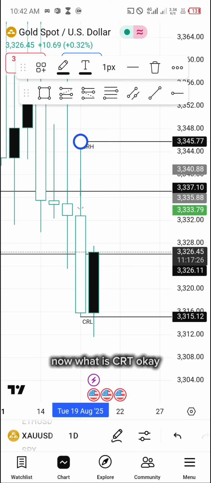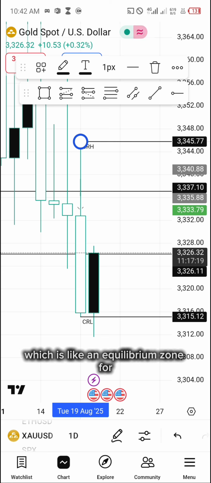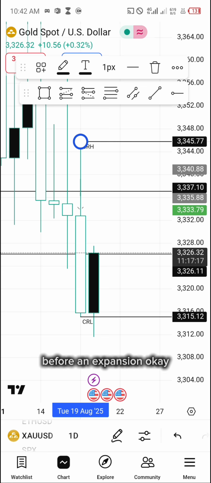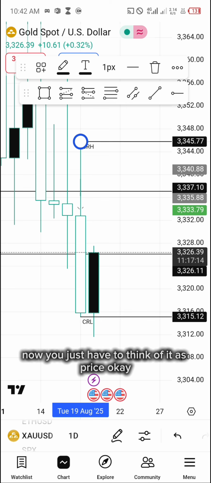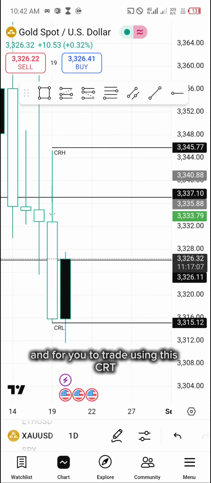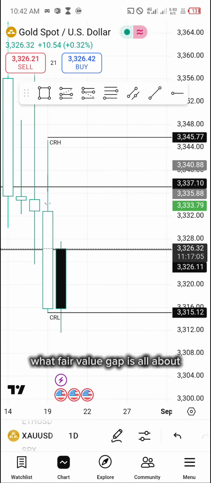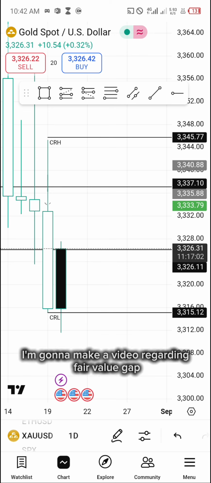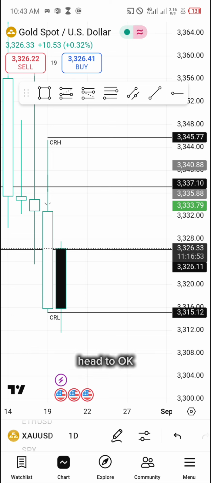Now, what is CRT? CRT is candle range theory. Markets build a central range, which is like an equilibrium zone before an expansion. You just have to think of it as price. And for you to trade using this CRT, you need to understand what fair value gap is all about. If you don't know what a fair value gap is, I'm going to make a video regarding fair value gap, because it matters before price decides where the trend is going to head.